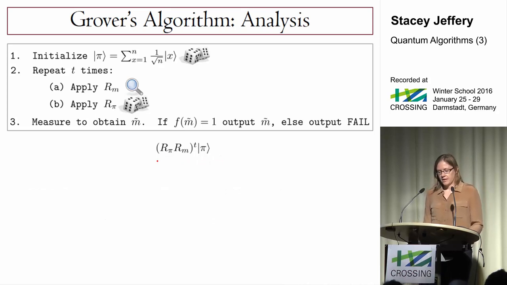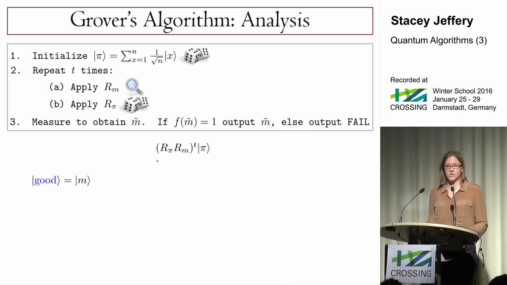Okay, so let's define the state good to just be the unique marked state m. That's what we're actually looking for. So we're just going to call that state good. We want to measure good in the end. And then I'm going to define bad to be the uniform superposition over all of the things we don't want. We don't want to measure something that's not equal to m, so we consider those bad states. So the state bad will be the uniform superposition over things that we don't want to measure.